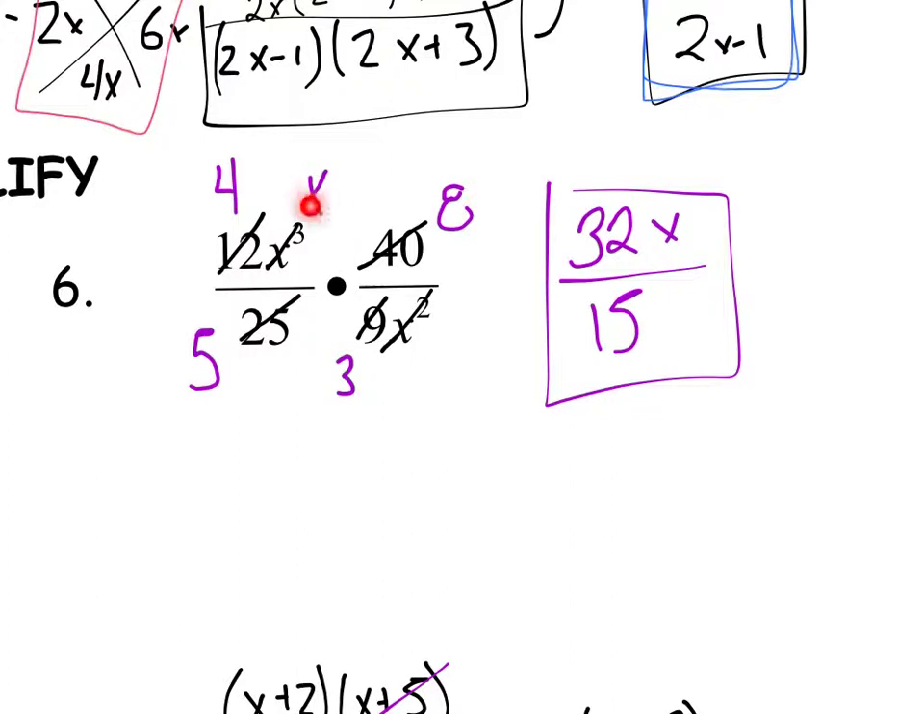And if we look at our x's, we've got x to the third and x squared, which leaves me with an x on top. So if I multiply straight across, we've got 4 times x times 8. That 4 times 8 gives us 32, with that x on there still. 5 times 3 is 15. Double check to make sure that you reduced everything here. Otherwise you will be able to reduce something here. But 32 over 15 cannot be reduced.